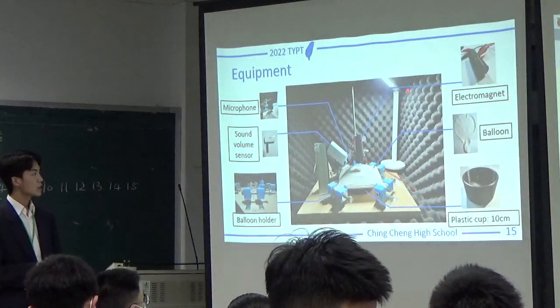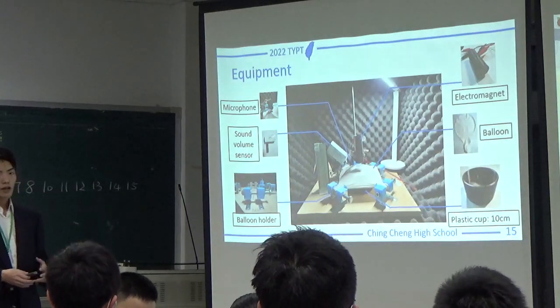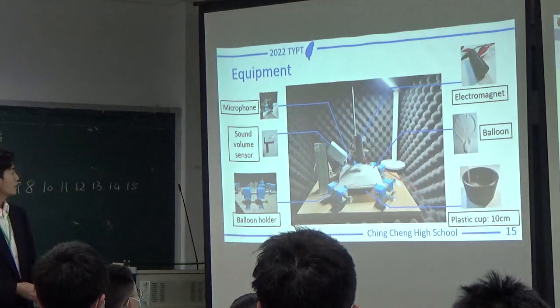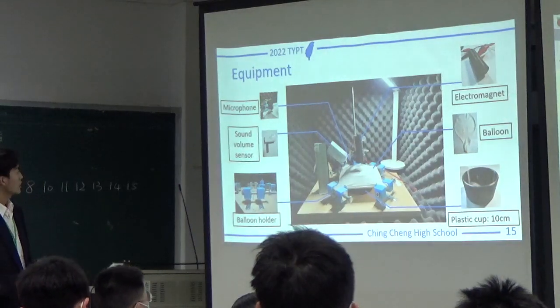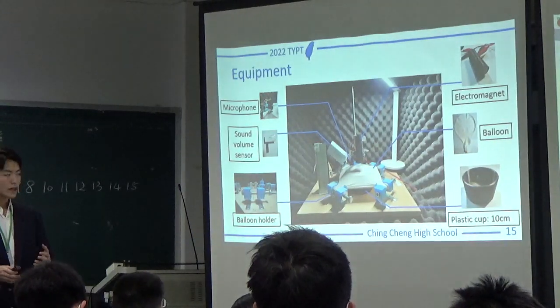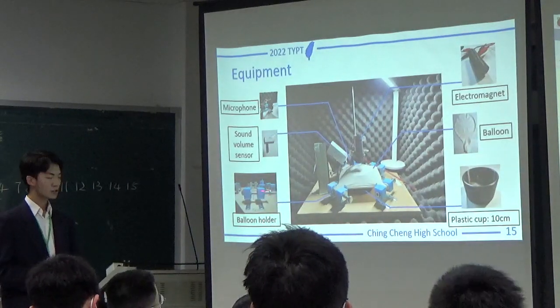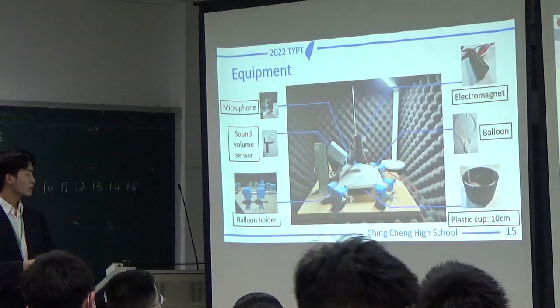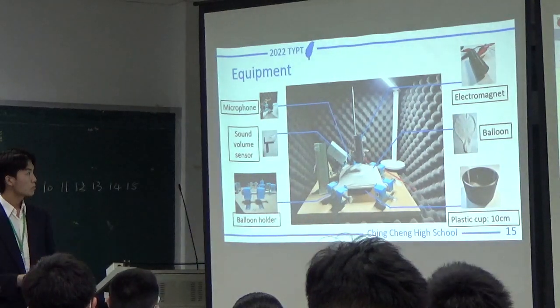So we have a phone in the background to make sure the measured sound is as accurate as possible. And we use a microphone to get the characteristics of the sound, and a sound volume sensor to get the amplitude of the sound. And we 3D printed a balloon holder with screws, so we can alternate different turns of screws to get different tension of the balloon membrane.